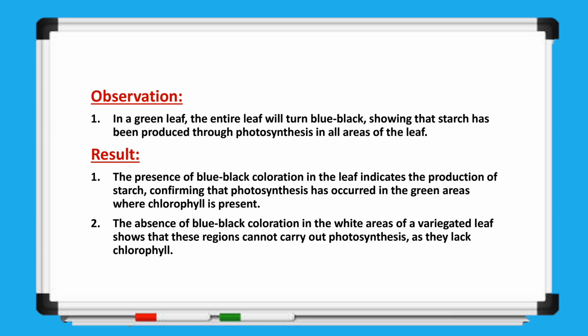In the case of a variegated leaf, one that has both green and white areas, the result is different. After adding iodine, only the green parts turn blue-black. The white areas stay orange-brown. This tells us something important: starch is only produced in the green areas, where chlorophyll is present. The white areas can't carry out photosynthesis because they don't have chlorophyll, so no starch is made there. This simple test helps us clearly see that chlorophyll is essential for photosynthesis.